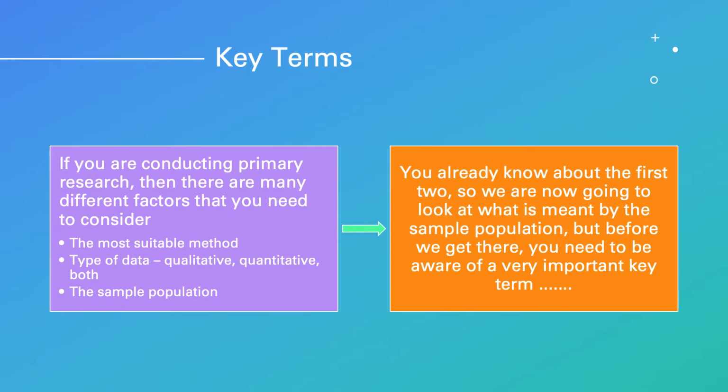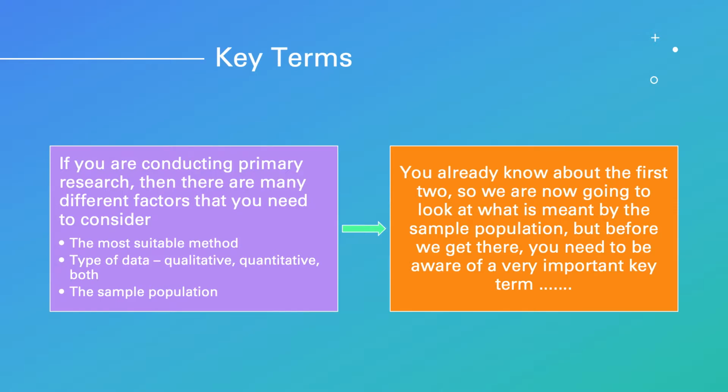Right, so key terms. I want you to imagine if you were conducting some primary research, there are lots and lots of different factors that you need to consider. You are already aware of these, so you need to look at things like the most suitable method. So are you going to choose a questionnaire? Are you going to choose a survey? Are you going to choose a case study or an observation? So you need to decide on what the most suitable method is.